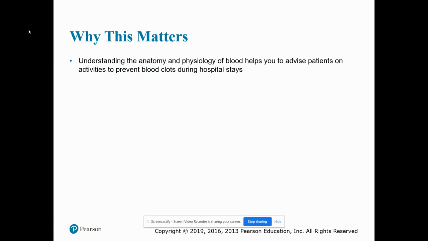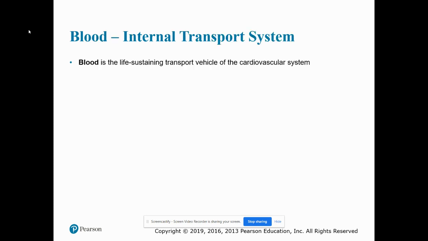So, first of all, why does it matter? Well, understanding the anatomy and physiology of blood is going to help you to advise patients on activities to prevent blood clots during things like hospital stays. Now, blood is a life-sustaining transport vehicle of the cardiovascular system. Blood is moving, right? It's always moving.